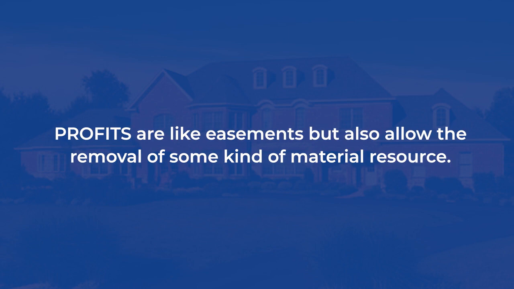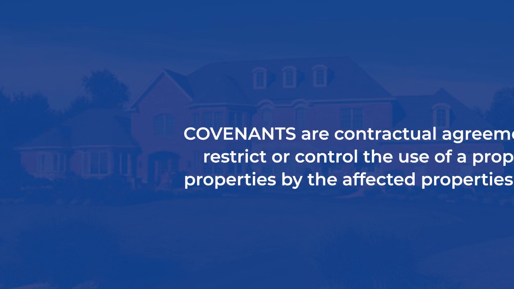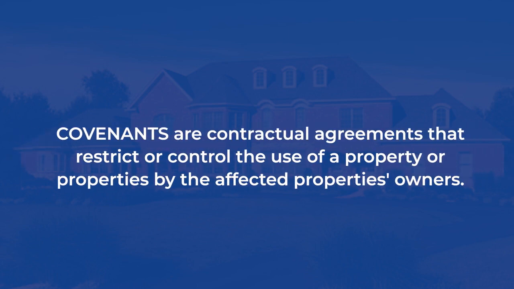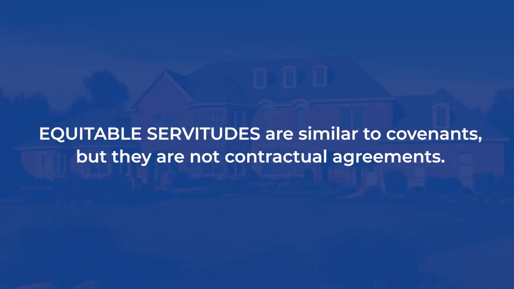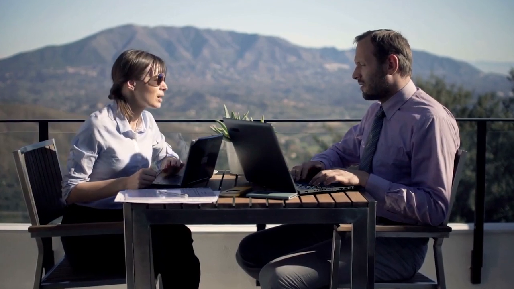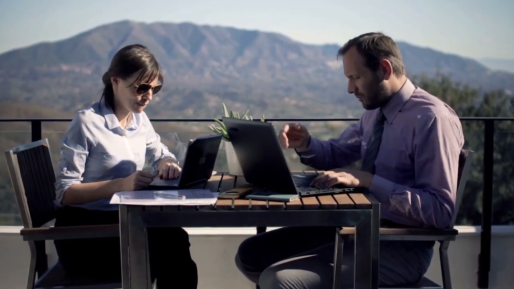Profits are like easements, but also allow the removal of some kind of material resource. Covenants are contractual agreements that restrict or control the use of a property or properties by the affected property's owners. The breach of a covenant is considered a breach of contract and can be remedied through monetary damages. Equitable servitudes are similar to covenants, but they are not contractual agreements. A breach of this kind of non-possessory interest is usually remedied by an injunction stopping the prohibited action.